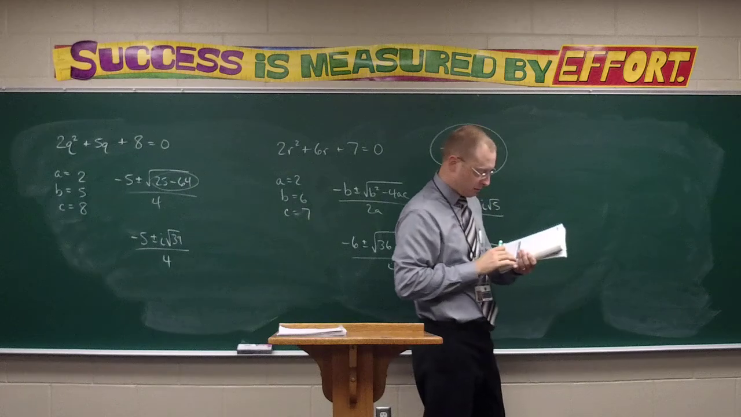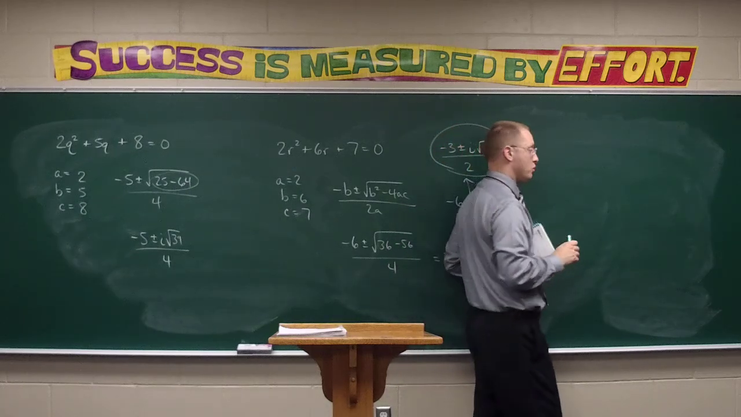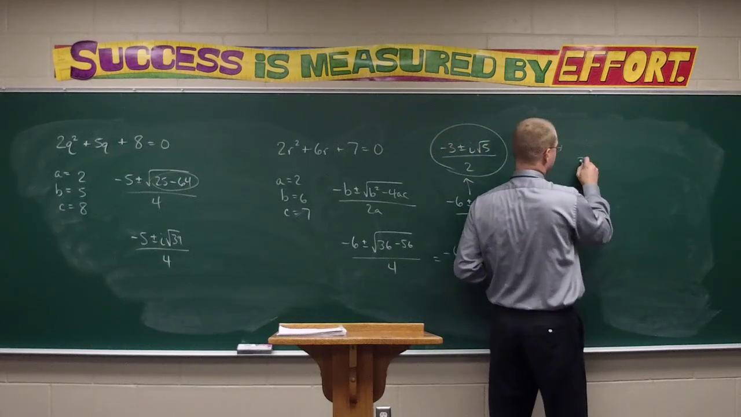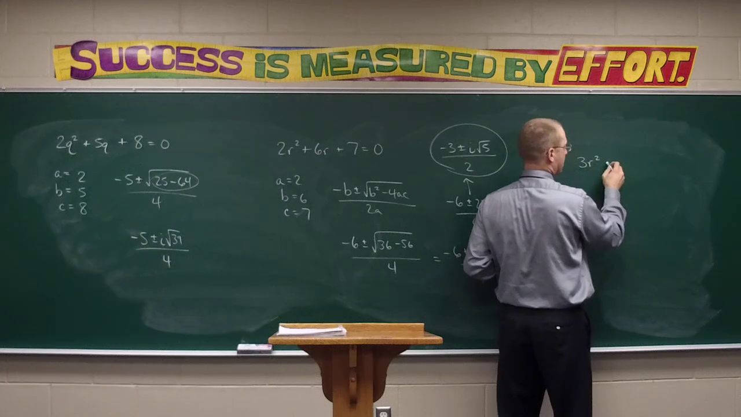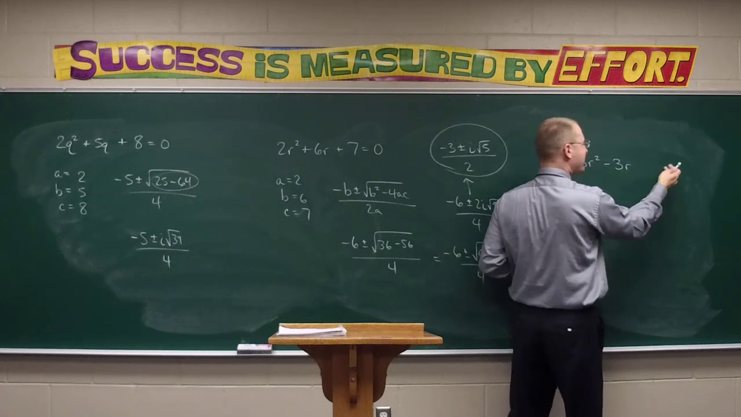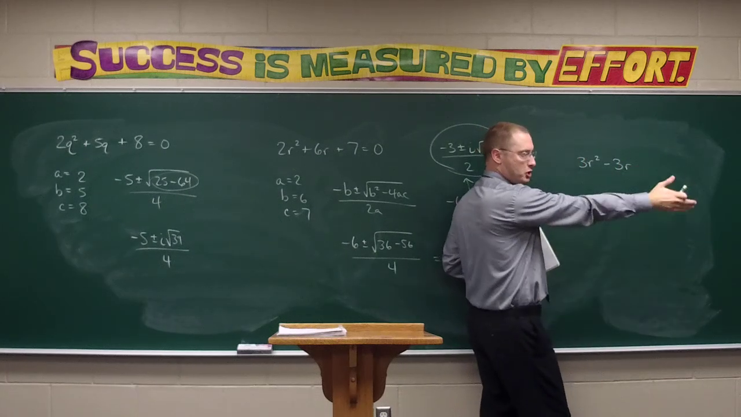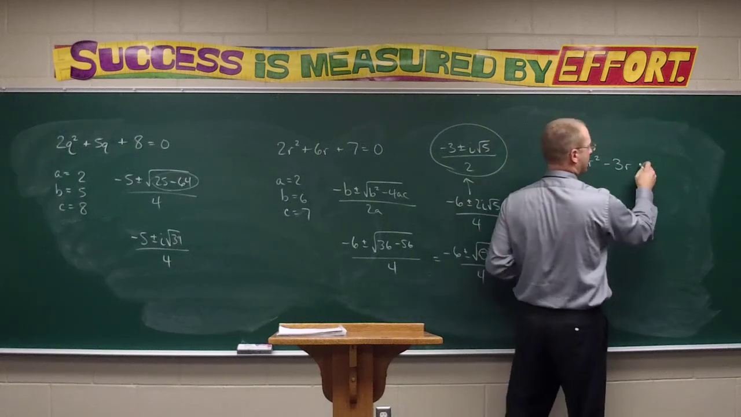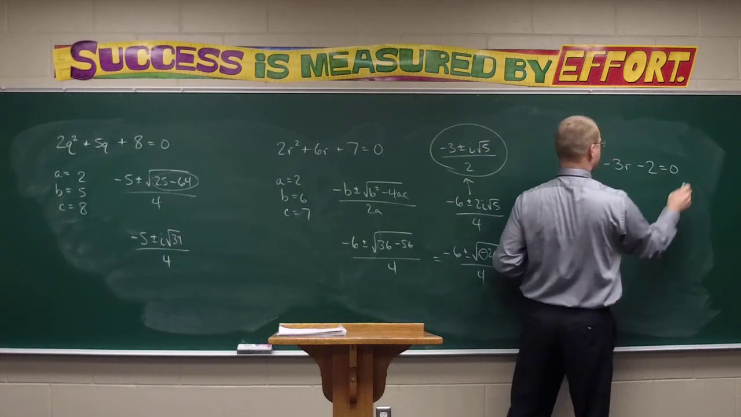The difference between 3r squared and 3r is 2. So 3r squared minus 3r equals 2. There we go. And I'm going to send the 2 over since it was equals 2 plus. Let's bring the 2 over as a -2 equal to 0.